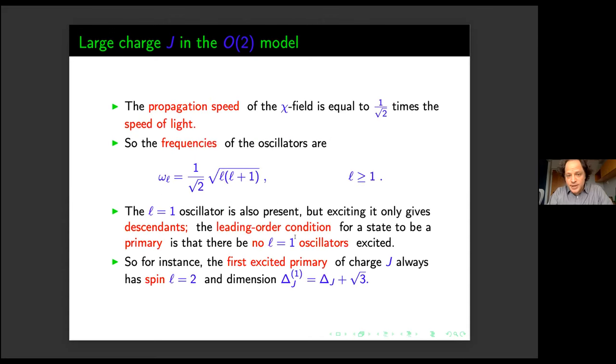So the propagation speed of the χ field is just given by 1 over root 2 times the speed of light. And so the frequencies of the oscillators are root L times (L plus 1) over root 2, for L greater than or equal to 1. So the L equals 1 oscillator is present, but it doesn't give you primaries, it only gives you descendants. The leading order condition for a state to be primary is that there be no L equals 1 oscillators excited. So for instance, the first excited primary of charge J always has spin 2 and dimension Δ_J, where Δ_J is the lowest operator dimension, plus root 3, plus terms subleading in J.